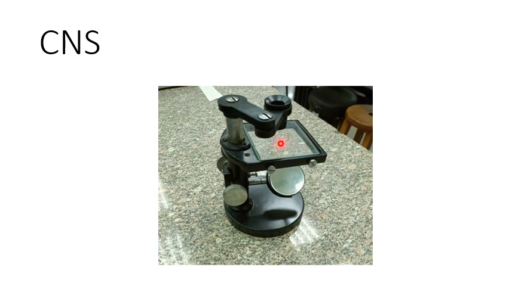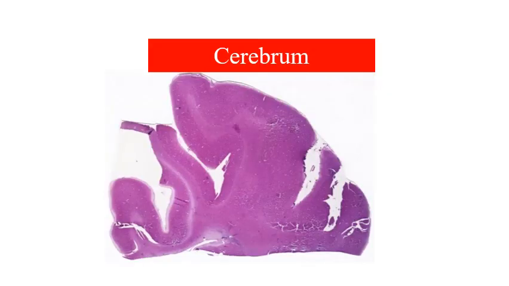We have this small microscope to see the CNS slides, which are the cerebrum and the cerebellum. Dear students, this is the cerebrum. It's formed of sulci and gyri. It's formed of outer gray matter, which is the cortex, and inner white matter, which is the medulla.